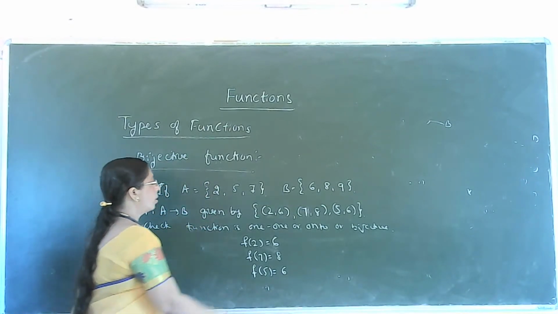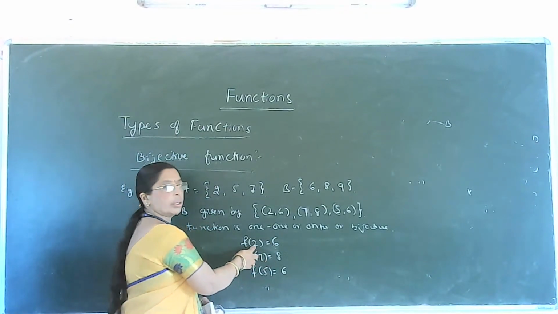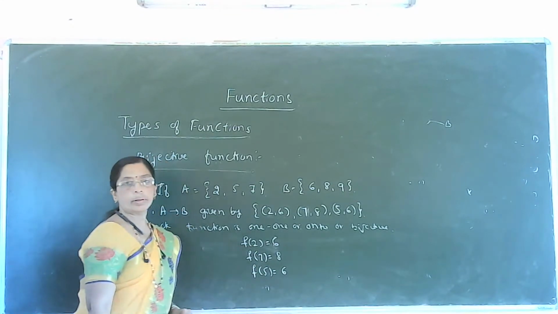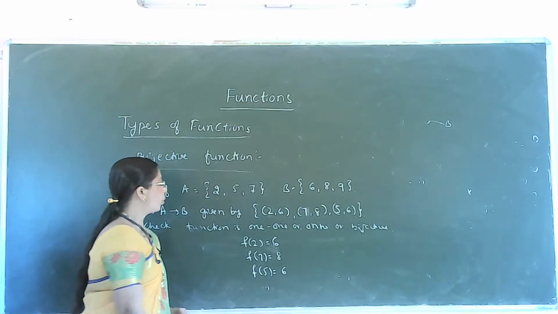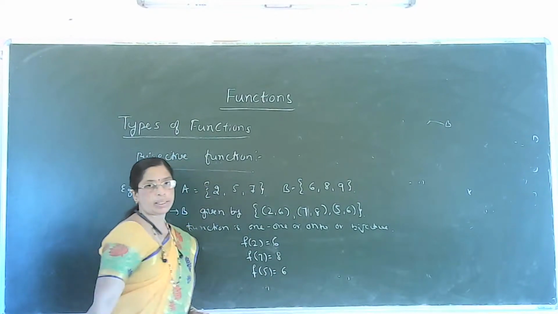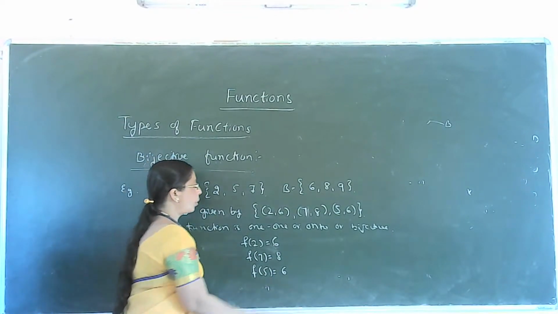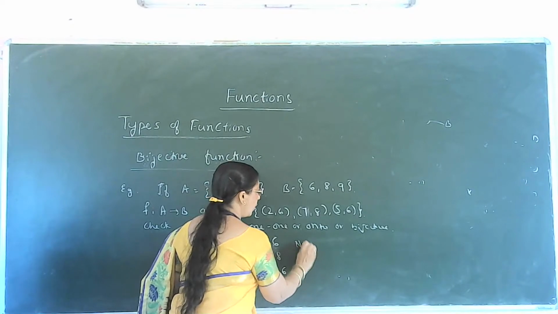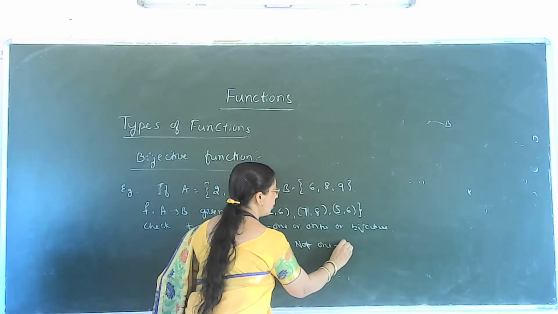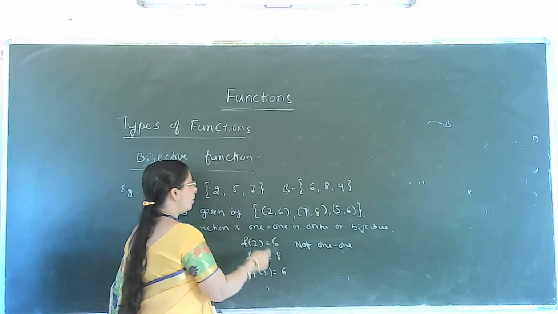Here 2 and 5, elements of the domain, have the same image 6. Therefore, it's not a one-one function.